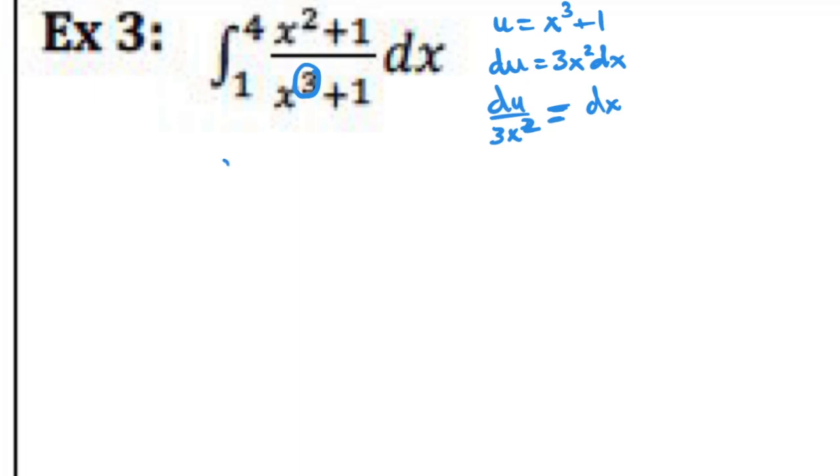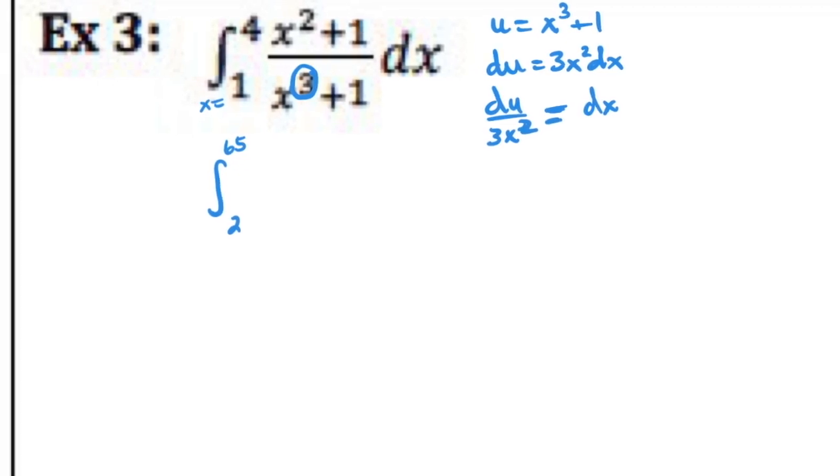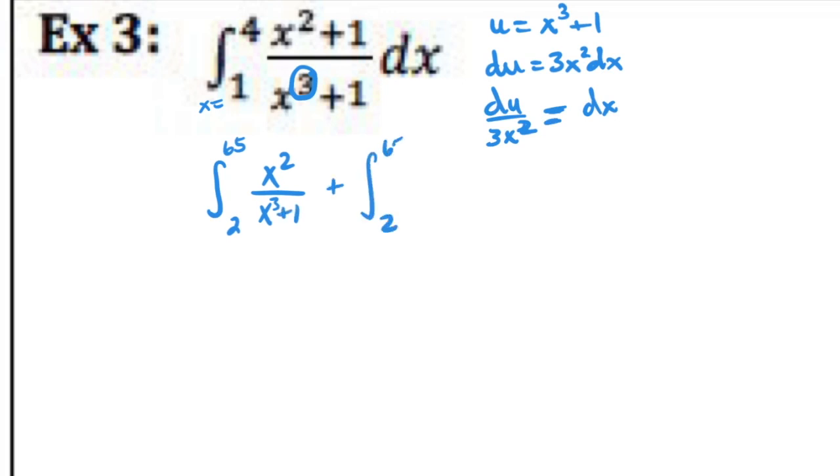Once we look at the substitution, you can change your x's. Remember, these are x values for this definite integral. You could change them though, make it 2 to 65. You're going to be left with x squared plus 1 in the numerator, which is not going to work out to make them cancel. So let's do something a little tricky. We're going to write this as the antiderivative from 2 to 65 of x squared over x cubed plus 1, plus the antiderivative from 2 to 65 of our 1 over x cubed plus 1 dx.